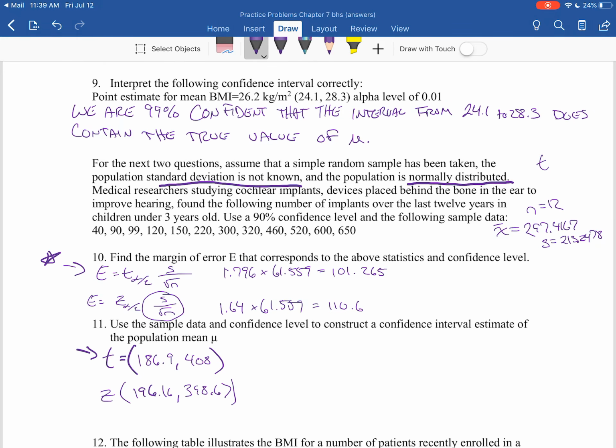Remember, we're going to be erring on the side of t, all because we don't know the population standard deviation. However, we're not really covering t very much. The book does, so if you're following along with the book, you can certainly use it. It'll definitely be labeled more clearly in tests and quizzes for you. So I've done both here just to show the difference.